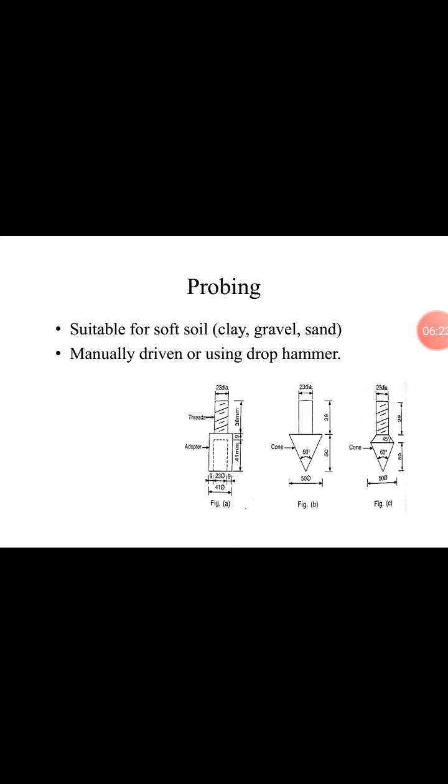Now next is probing. Probing is suitable for soft soil. Which type of soil? In soft soil we include clay, gravel and sand, and a manually driven or drop hammer is used. Here three figures are given, and different manually driven hammers are seen in the figures.